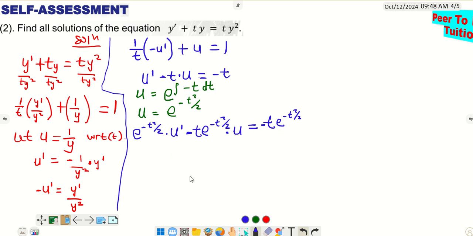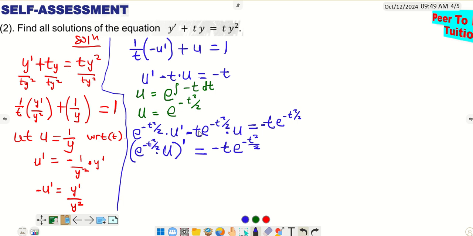So that is it. And when we get to this point, we can simplify the left hand side, which will be the integrating factor e to the negative t squared over 2 multiplied by the dependent variable u, then all prime. They should be equal to the right hand side, which is negative t e to the negative t squared on 2.